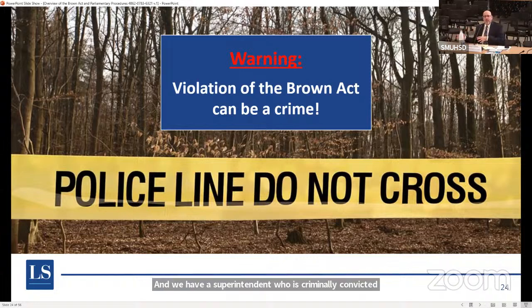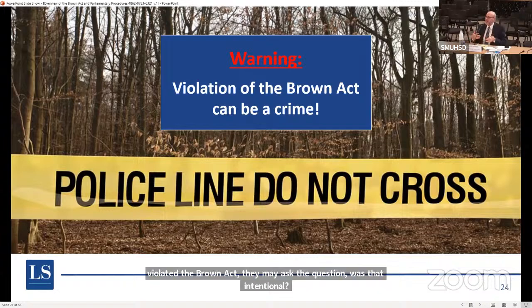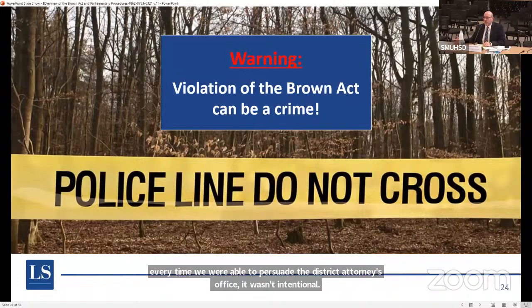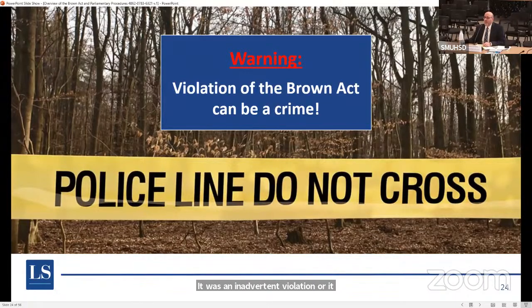But because that's out there, if somebody sees you violated the Brown Act, they may ask the question, was that intentional? Even though it wasn't intentional. And then the DA gets involved and bad things happen and you don't want to go through that. And I've dealt multiple times over the years with criminal accusations of the Brown Act. Fortunately, every time we were able to persuade the district attorney's office it wasn't intentional. It was an inadvertent violation, or it really wasn't a violation at all. So this is the part where I scare you. Be really careful with these Brown Act issues.